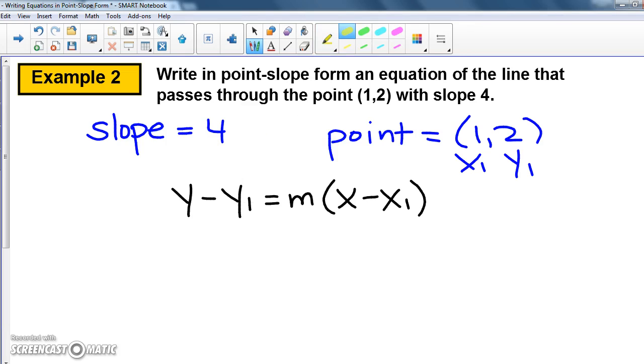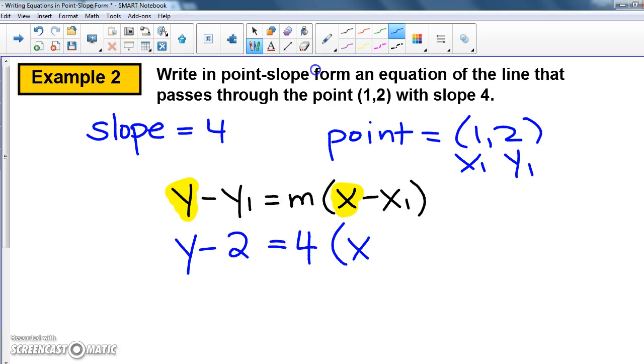As a reminder, y and x we don't touch. So y stays the same. My y1, if I look over here, it's 2. Just minus 2 equals, my slope is 4. Parentheses, x stays the same. Minus my x1, if I look over here on the right. And on this one, I don't have anything to simplify.